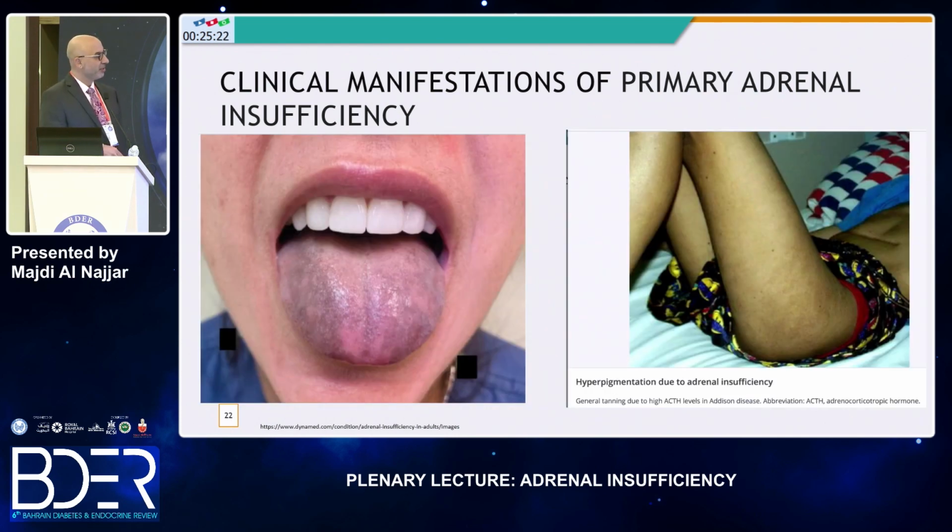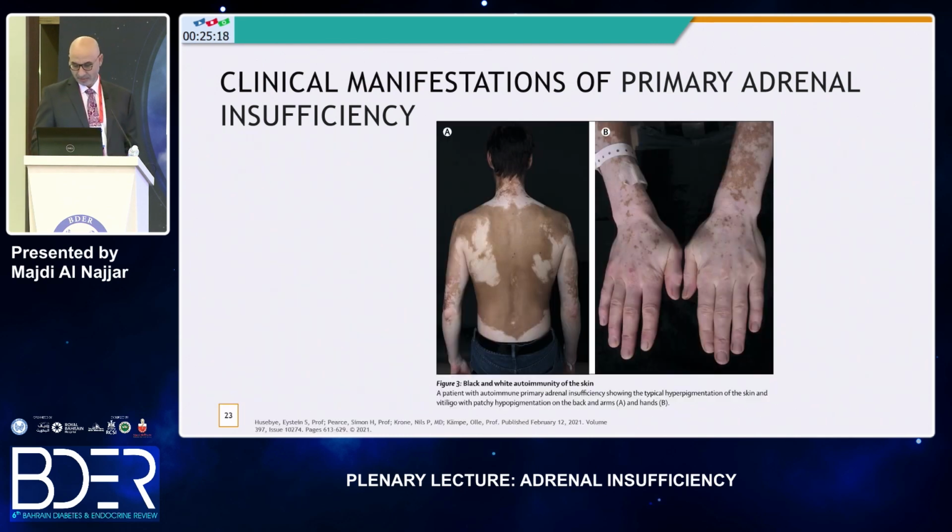Another case, hyperpigmentation of the mucous membranes. And you can see hyperpigmentation on the thigh here. And this is another patient who has vitiligo and then hyperpigmentation.